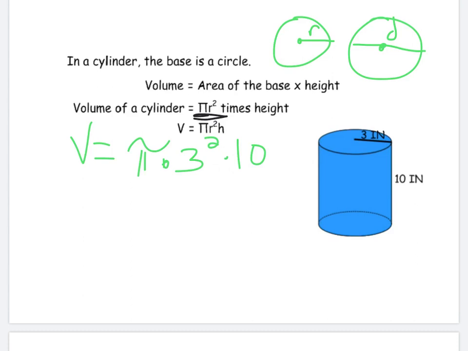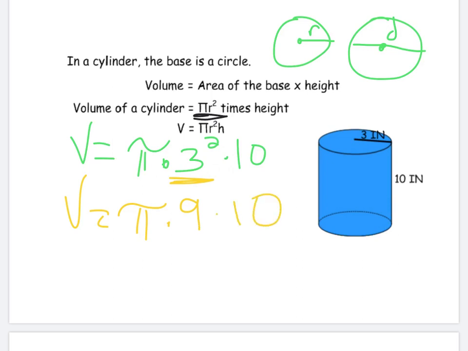Now notice when we're doing this, I'm writing these out line by line, not skipping a step, not skipping a line, not trying to do more than one thing at a time. This way, following the order of operations, I will end up with the correct volume at the end. In this problem, we have multiplication and exponents, and according to the order of operations, exponents come first. So I want to do my exponents first. I still have volume equals pi times 3 squared, which means 3 times 3, which is 9, times 10.